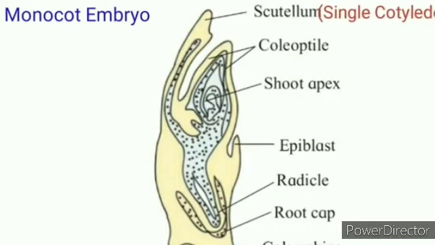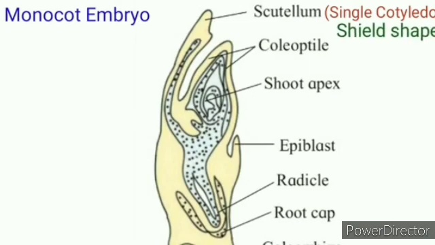In the monocot embryo, a single cotyledon is present at the terminal position and the plumule at the lateral position. The single cotyledon is called the scutellum. The plumule is protected by the coleoptile and the radicle is protected by the coleorhiza.